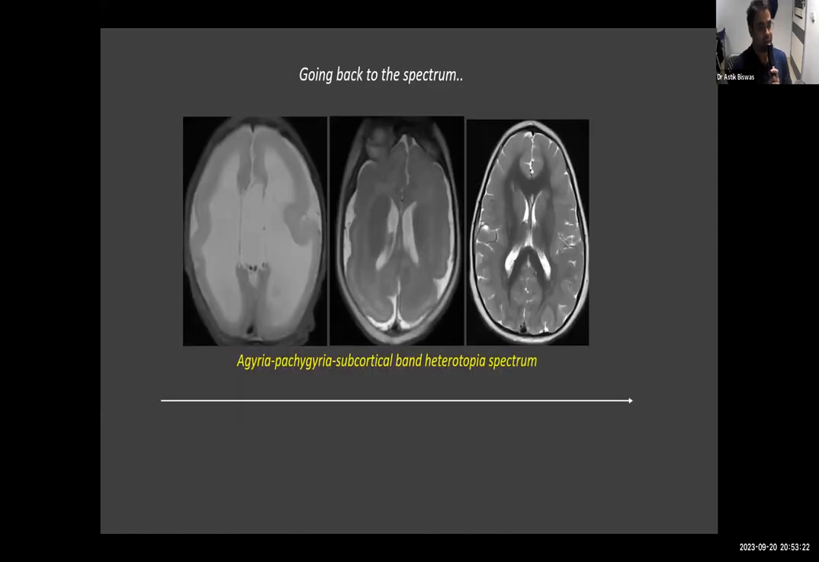And essentially, we need to go back to the spectrum because a lot of these cases can have a combination of pachygyria and subcortical band heterotopia. And in those cases, the gradient is important. So is the anterior aspect of the brain more involved or the posterior aspect?